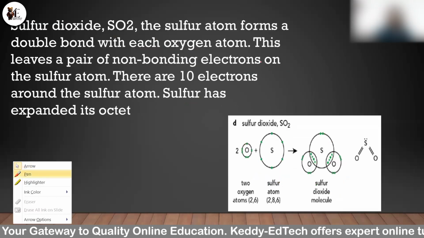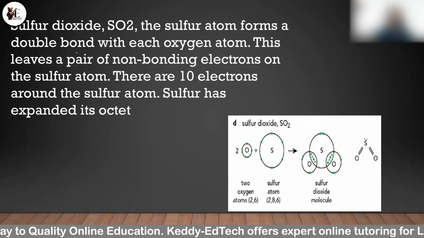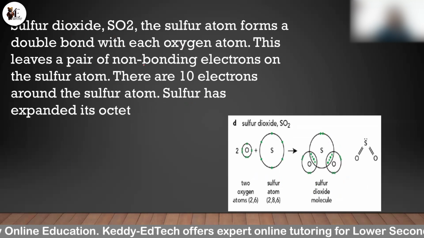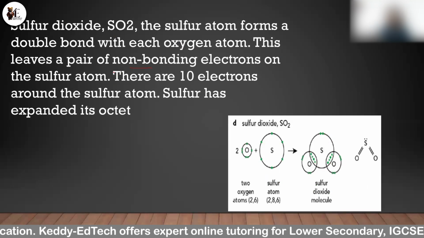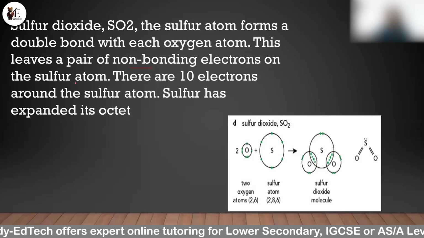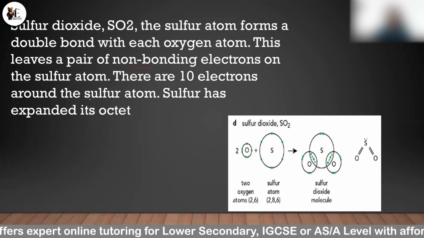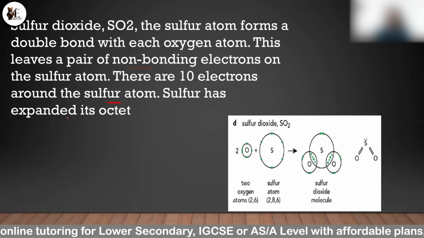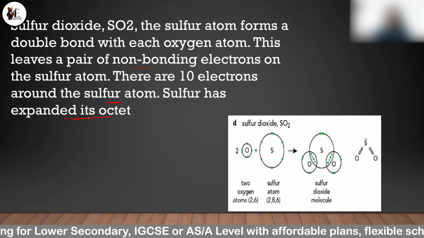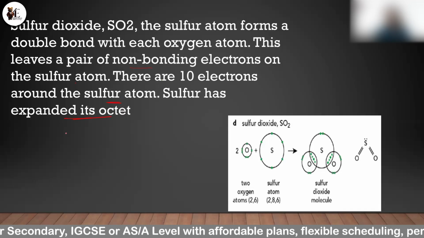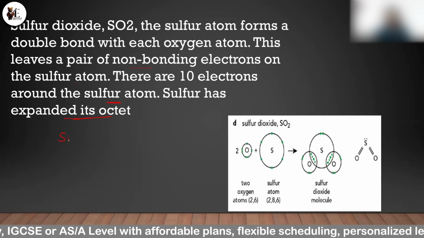Sulfur dioxide, SO2. The sulfur atom has a double bond with each oxygen atom. It keeps a pair of non-bonding electrons, that means an unshared pair of electrons, on the sulfur atom. There are 10 electrons around the sulfur atom, so it is also an example of expanded octet. So draw the electron dot structure of sulfur dioxide.